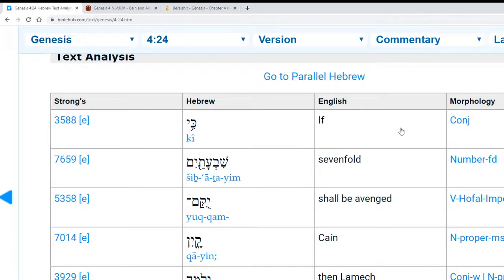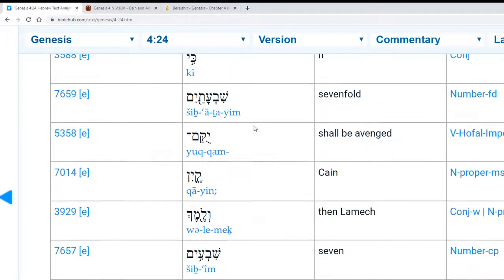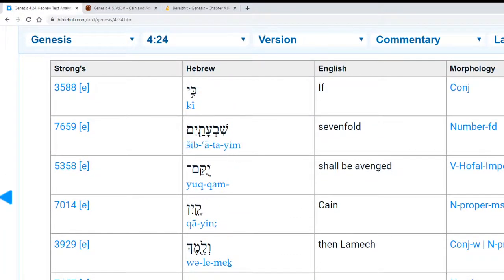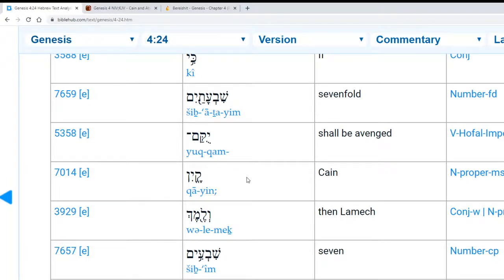Okay. So, ki, they're translating as if. I would probably say because. I usually translate ki as because. Shivatayim, so we said before sevenfold, or yes, we had before when we talked about Cain. Yukam shall be avenged, right? The hofal here. Nekama, to avenge. Cain, Cain.